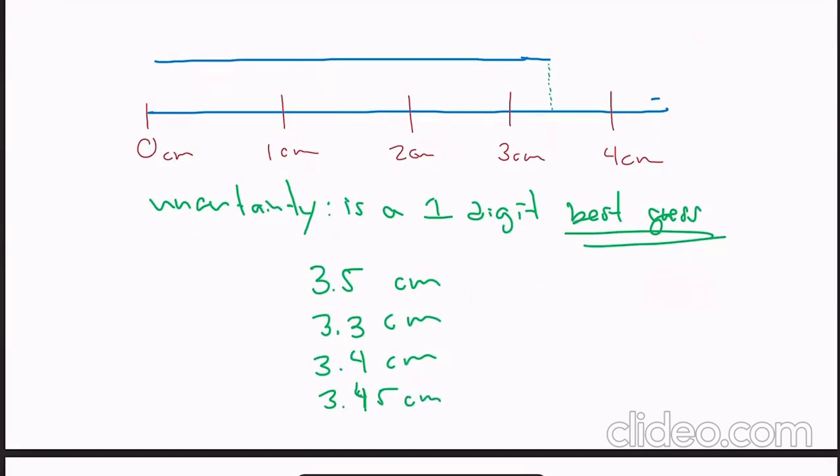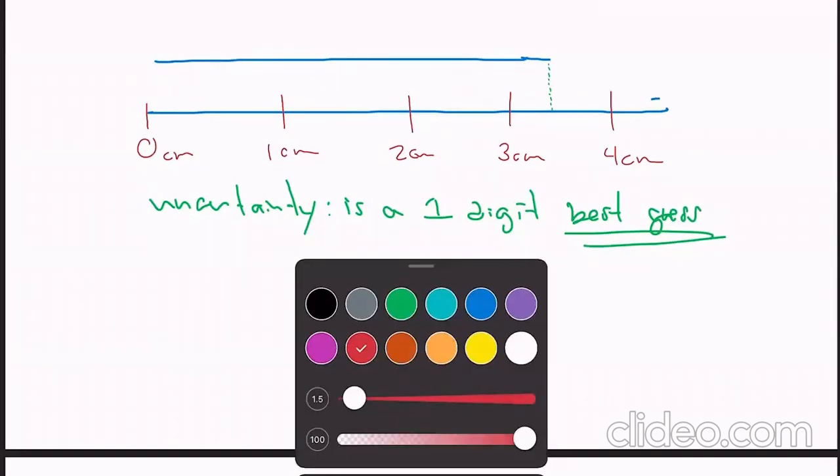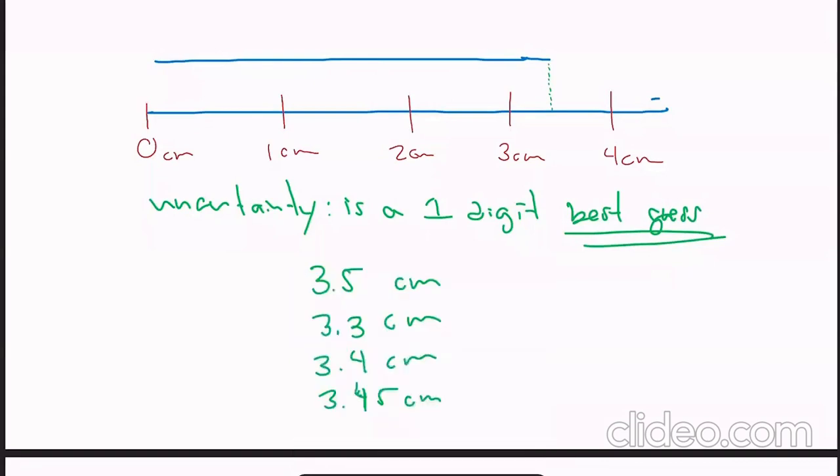All right, so anytime that you're making a measurement, you are required to have a 1-digit best guess. A 1-digit best guess, and it is a best guess. So if we're taking a look at these measurements, this would be an acceptable measurement. 3.4 is acceptable.